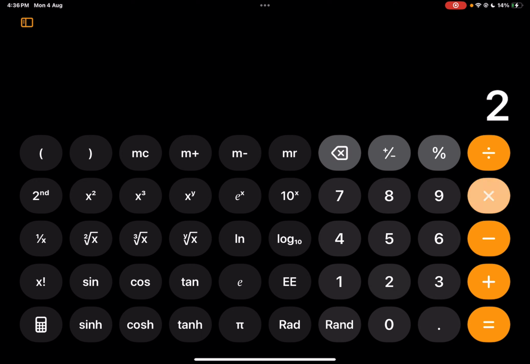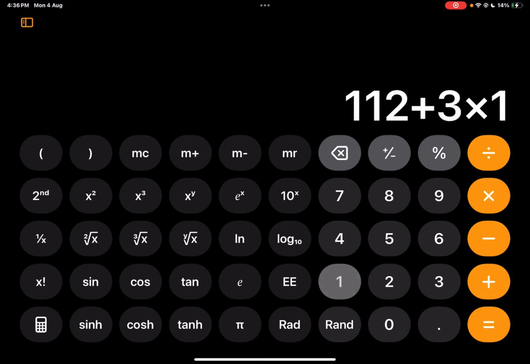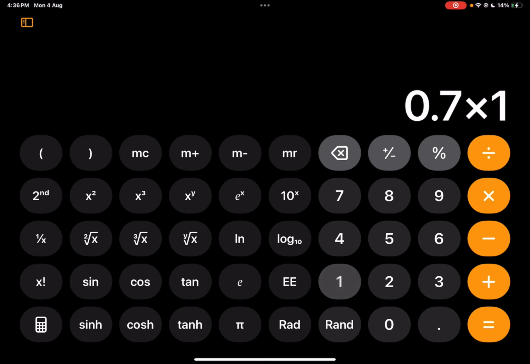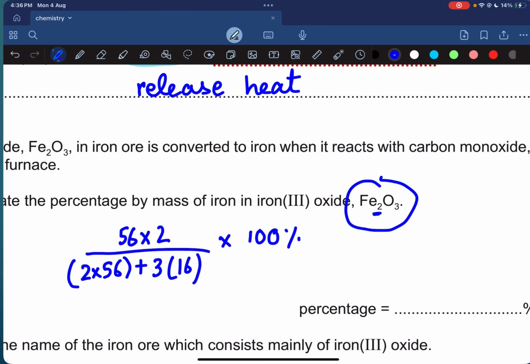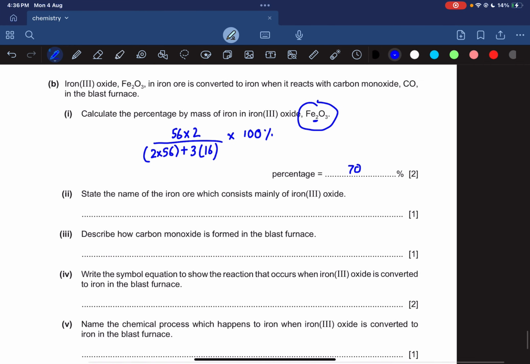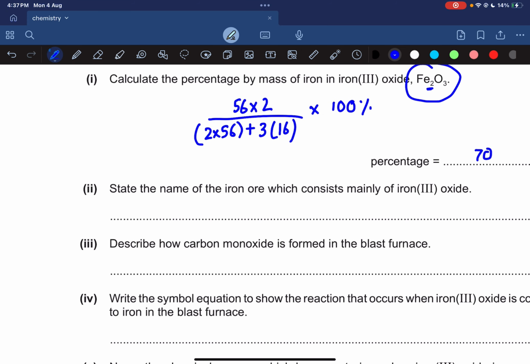It's 2 times 56 plus 3 times 16, it gives me 160. So 2 times 56 divided by 160 times 100, I get my answer as 70%. Okay, state the name of the iron ore which consists mainly of iron 3 oxide. The iron ore is called hematite.